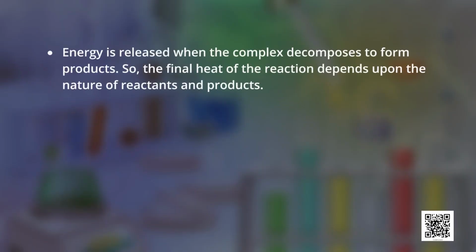Even though the reaction is spontaneous, that is, delta G is negative, the reactant molecules still need to go through the transition phase in order to react. Some energy is released when the complex decomposes to form products. So, the final heat of the reaction depends on the nature of reactants and products.